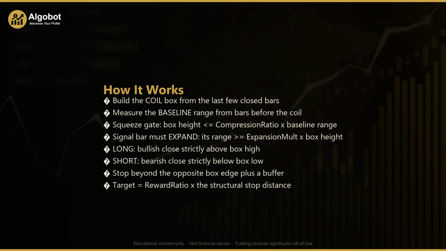The reasoning is elegant. If price falls all the way back through the coil, the breakout was a fake, and the trade is invalidated. The take profit is then placed at a fixed multiple of that stop distance, controlled by the reward ratio, letting the post-squeeze expansion run. Only one position is held at a time, and the stop and target manage the exit.